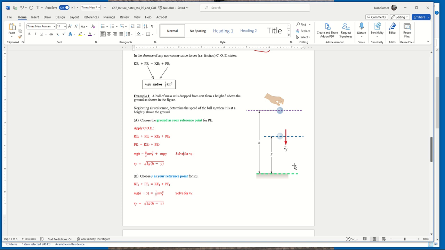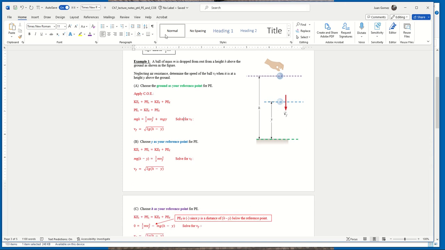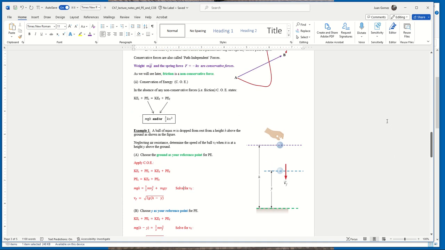Now let's do part B, choosing y as the reference point, and then part C, choosing h, the purple, as the reference point. Let me save this video and do B and C in another video.